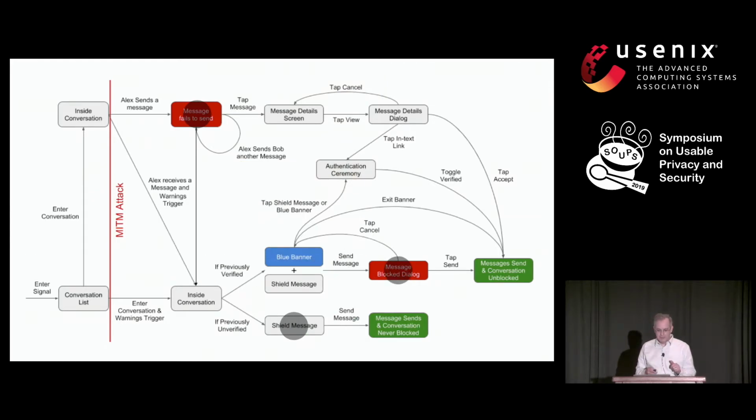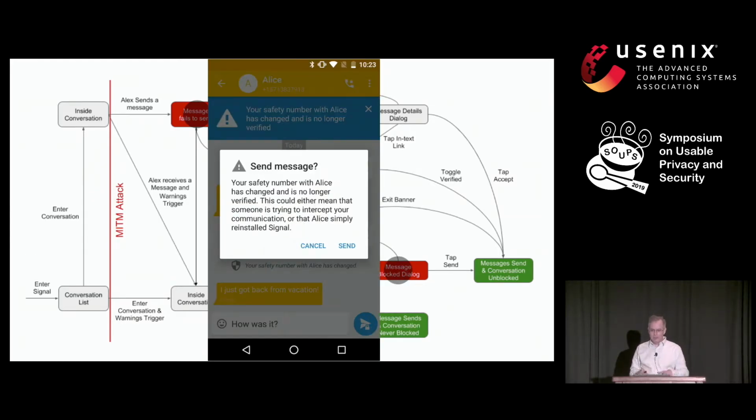And then we have this flow here, which does actually block the message. You're in the middle of sending your message. When you press the send button, it says, whoa, wait a minute, your safety number has changed. Do you really want to send this message? It does not give you a link to the authentication ceremony, and then you can click send or cancel here if you want to go ahead and send your message or not.